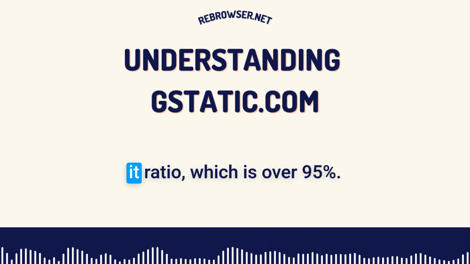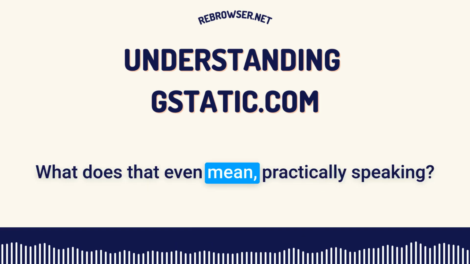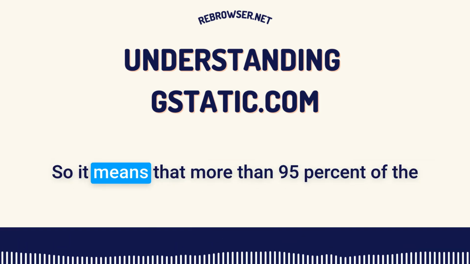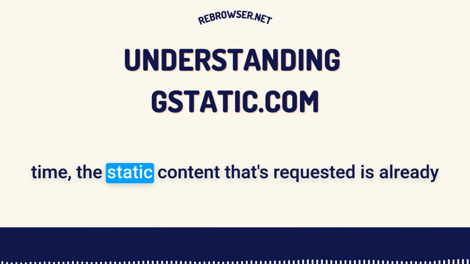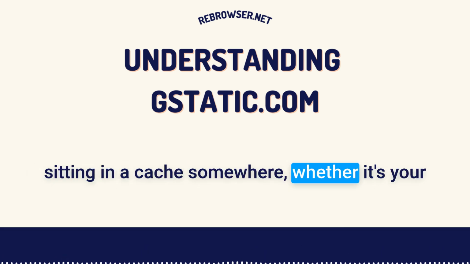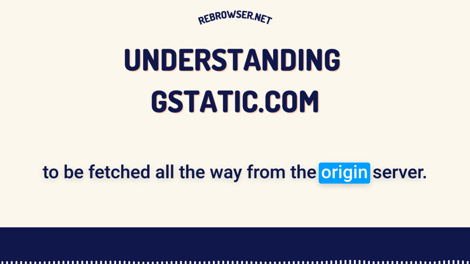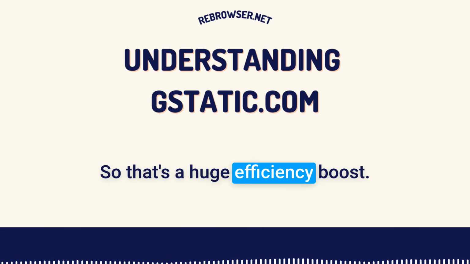And then there's the cache hit ratio, which is over 95%. 95%. That's incredible. What does that even mean, practically speaking? So it means that more than 95% of the time, the static content that's requested is already sitting in a cache somewhere, whether it's your browser or an edge node. And it doesn't have to be fetched all the way from the origin server. So that's a huge efficiency boost.